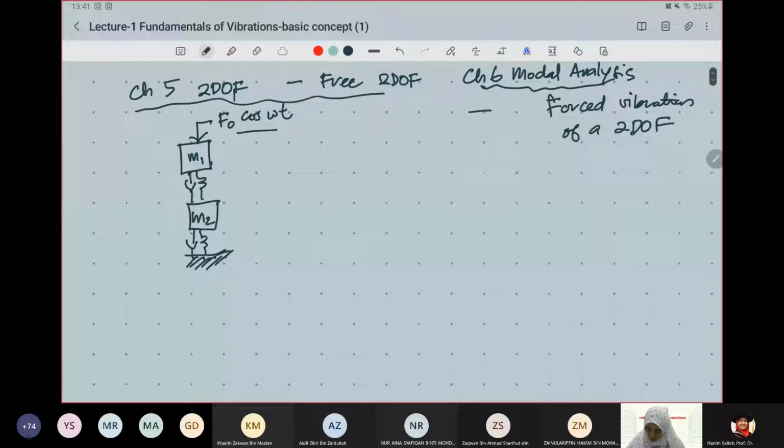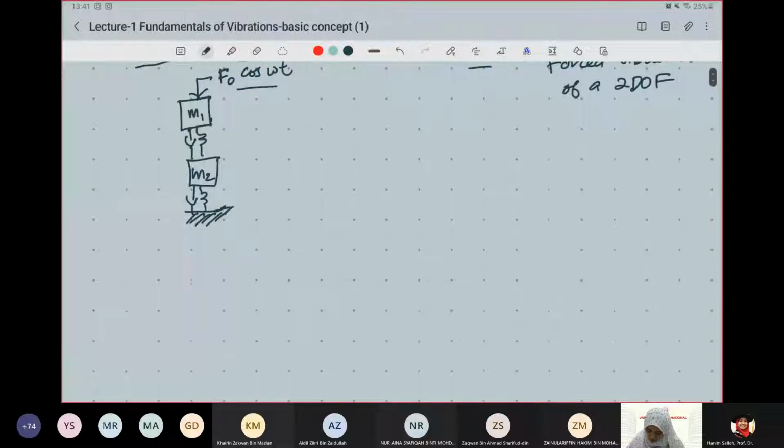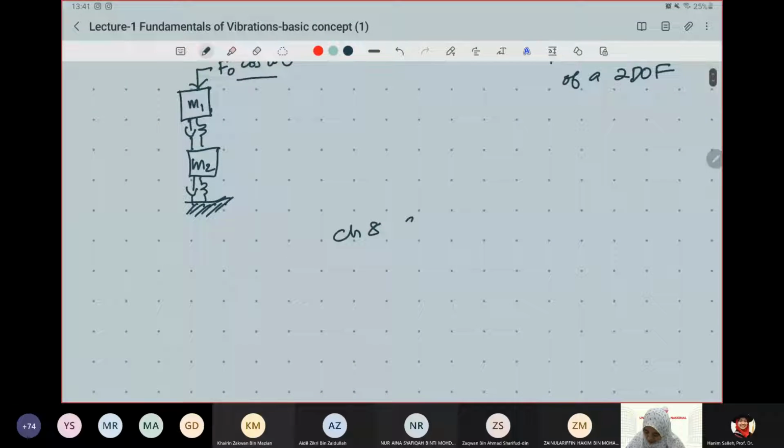Then once you're done with the 2 degree of freedom system, you go to chapter 8. Chapter 8 is on continuous systems.